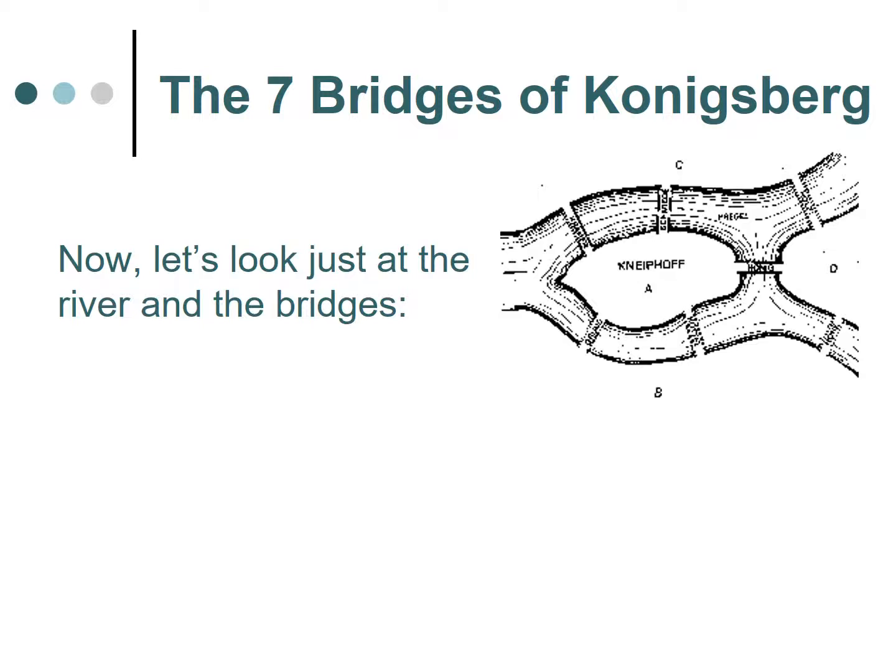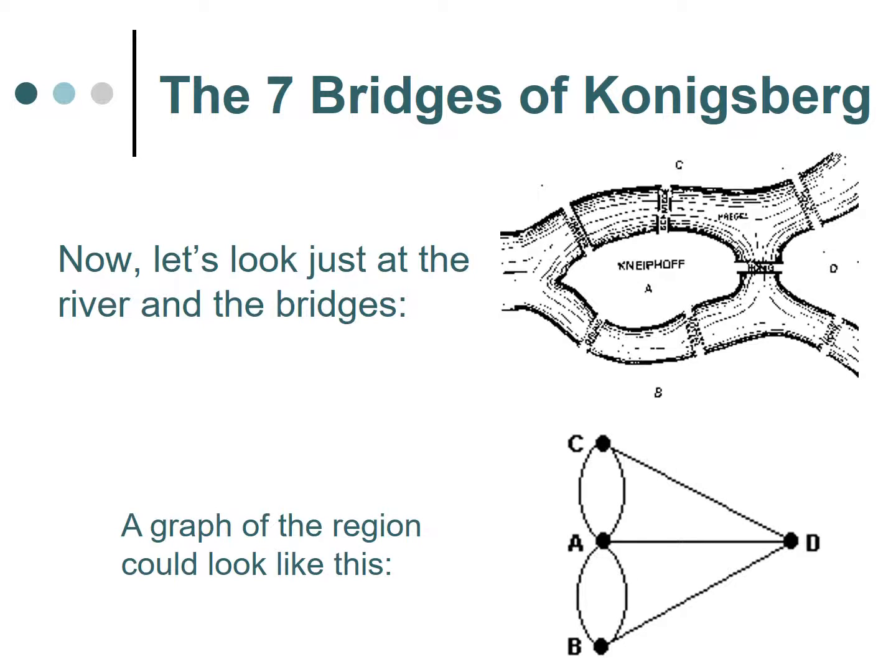If we drew this in a more mathematical way, it could look something like this, where, again, we have regions C, A, and B, and D on the other side. Each vertice, or each dot, is given a letter, and the bridges are represented by the lines or the edges.